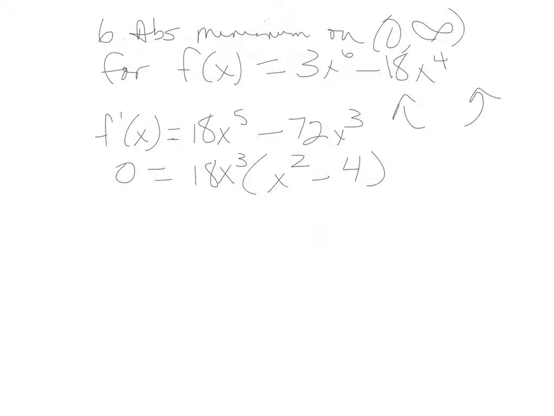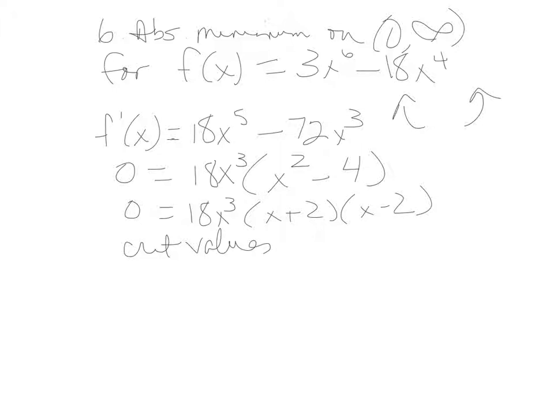Can I do something with x squared minus 4? It's a difference of squares. So I factor that into x plus 2 times x minus 2, and I have how many different critical values? I have 3. X can be 0, because I said 18x to the third equal to 0. When I solve that, x could be 0. What else could x be? A -2 and a +2. Now that's 3 potential critical values.